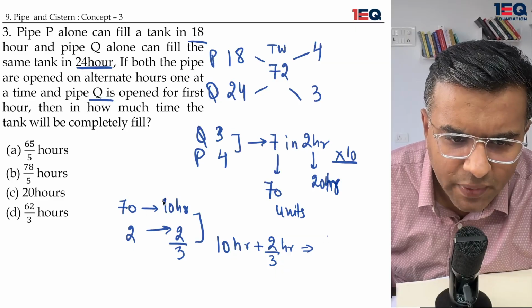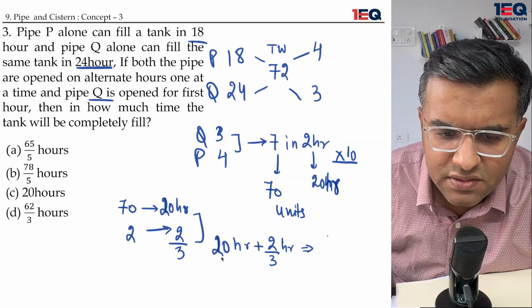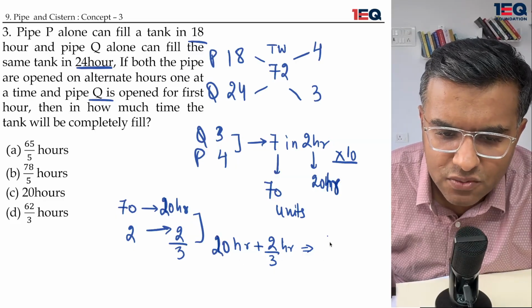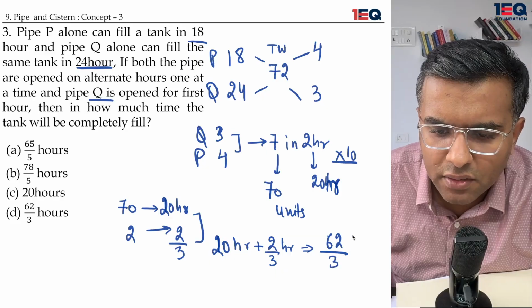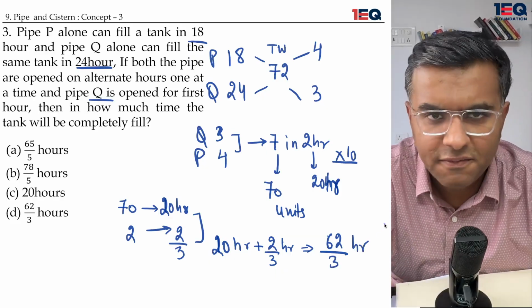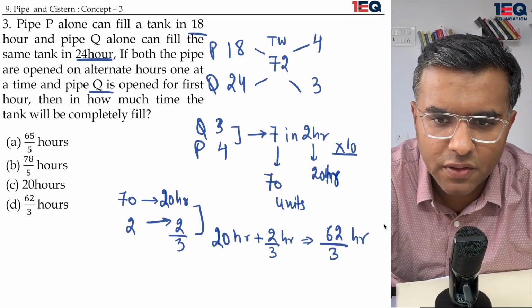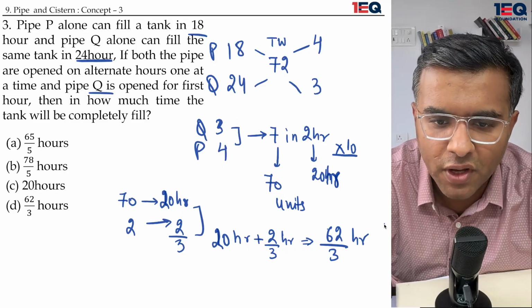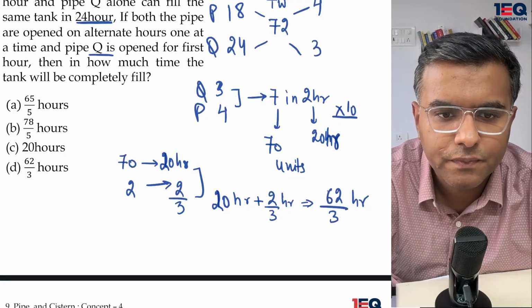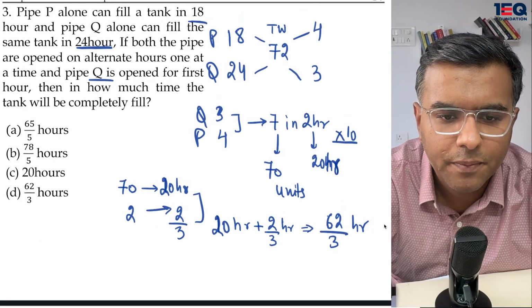No, not 10, but 20. 20 plus 2 by 3 hours. This is not 10, this is 20. 20 hours plus 2 by 3 hours gives me 20 2 by 3 hours as my final answer. I hope you're able to understand what I have taught here. You may pause the video and read the question one more time. Moving on.